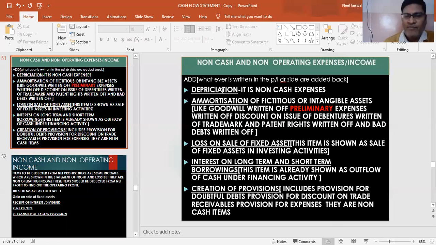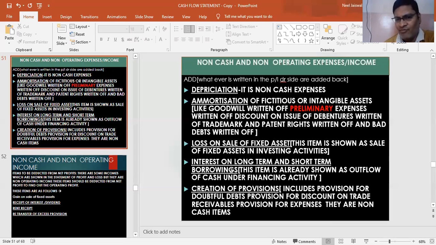So why will we add depreciation? Because it is a non-cash expense. Amortization means depreciation of intangible assets. That also is a non-cash item. That's why we will be adding it up. Loss on sale of fixed assets is a non-operating item, so we will be adding it up because it was already subtracted to get net profit before tax.